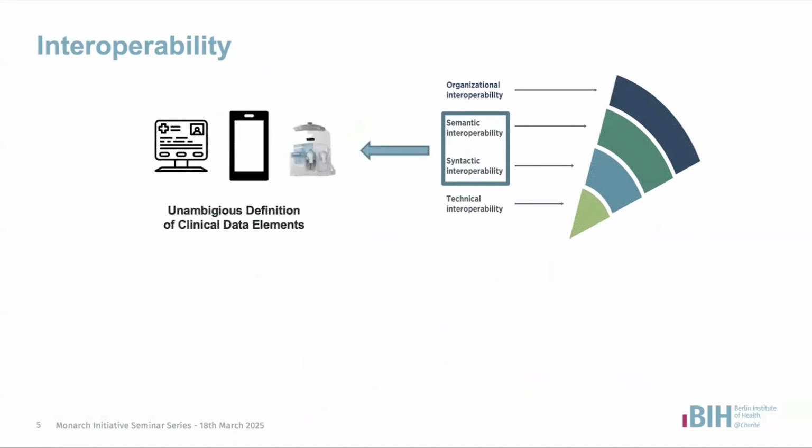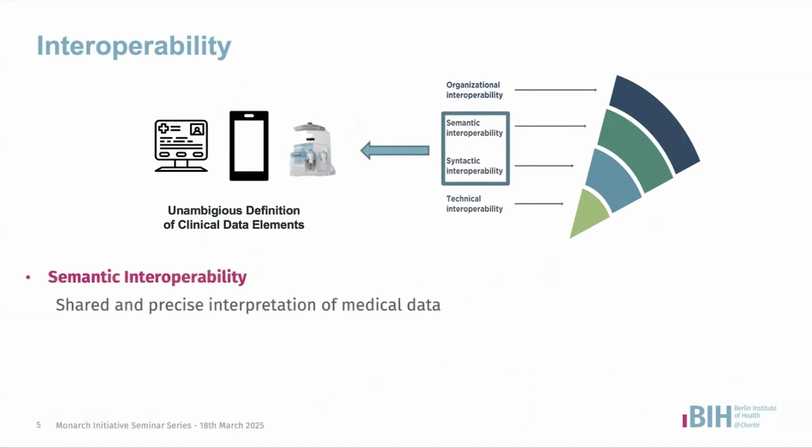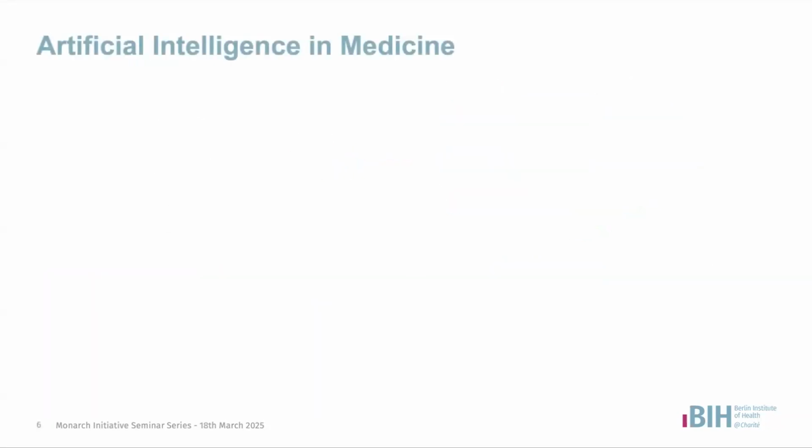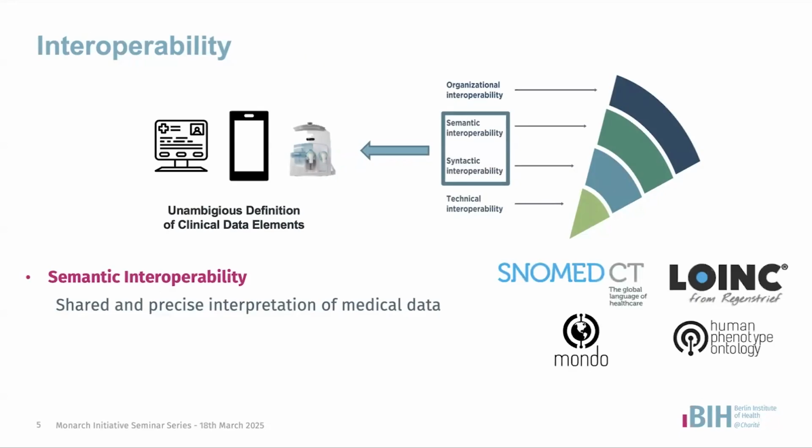Generally speaking, it's the unambiguous definition of clinical data elements. Semantic, in this case, means a shared and precise interpretation of medical data. With this, we use ontologies and terminologies such as SNOMED CT, LOINC, Mondo, or the HPO. Perhaps a very short thing to say about ontologies: why are they so important, and what is this precise interpretation of medical data?